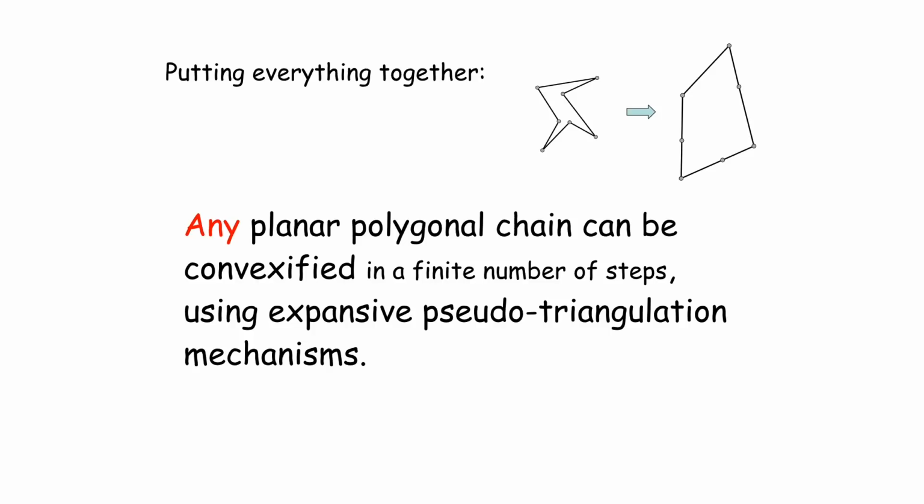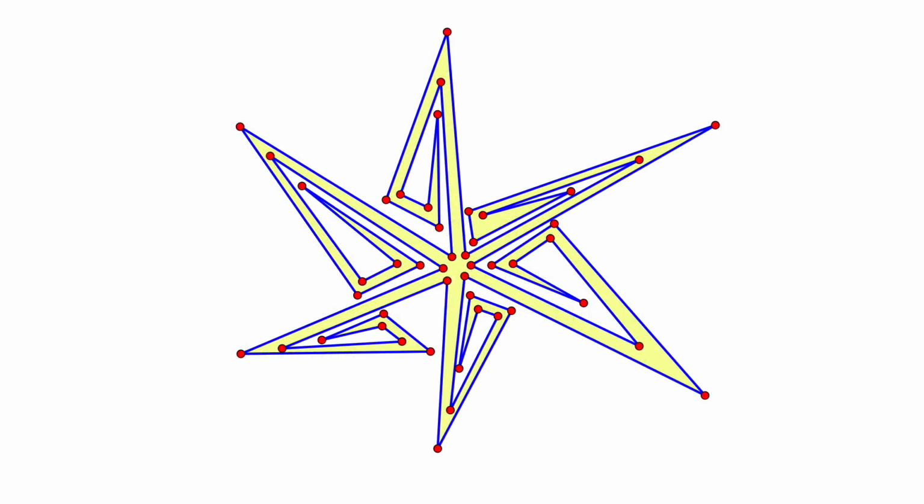So we have a full characterization, and I would be really happy if I could extend this to dimension 3 to have a theorem that does the same thing in dimension 3 and higher. Unfortunately, there is not such a thing for various reasons that have to do with famous open problems in mathematics that have been open for over 150 years. But since we are here, putting everything together, the problem that I started with is that every planar polygonal chain can be convexified in a finite number of steps using this expansive pseudo-triangulation mechanism. So that's the first structure in motion that we plan to present.